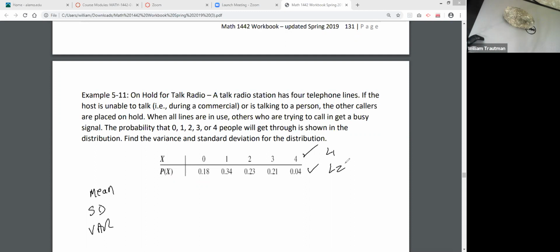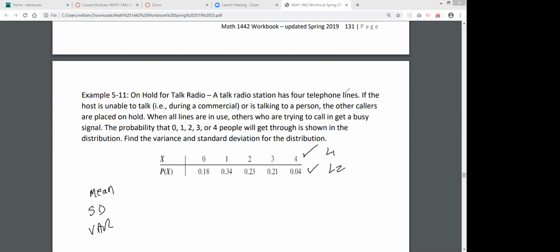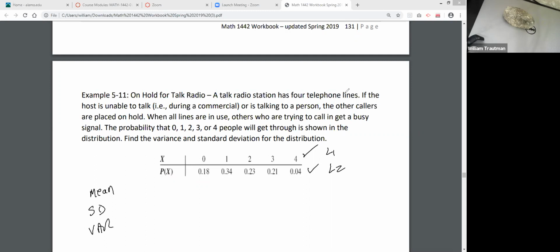And my mean, let's use 2 decimal places. Oh, by the way, how many decimal places should my answer be? Do I use 1 decimal place, 2 decimal places, 3 decimal places, or no decimal places? Anybody know how many decimal places I should use for my answer? 3. That's a good try, but it's wrong.